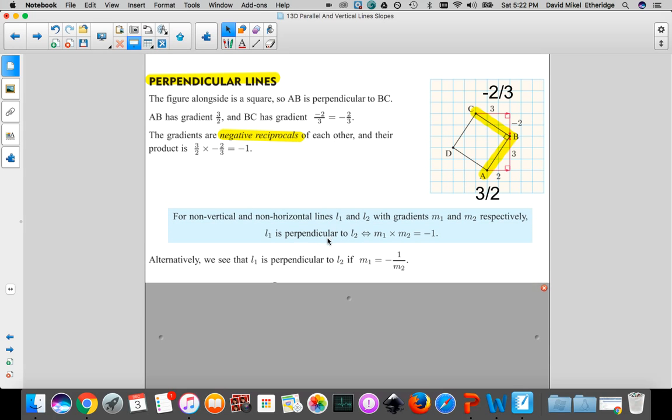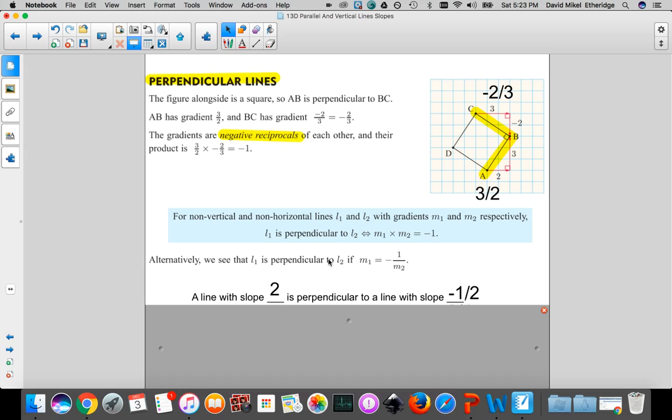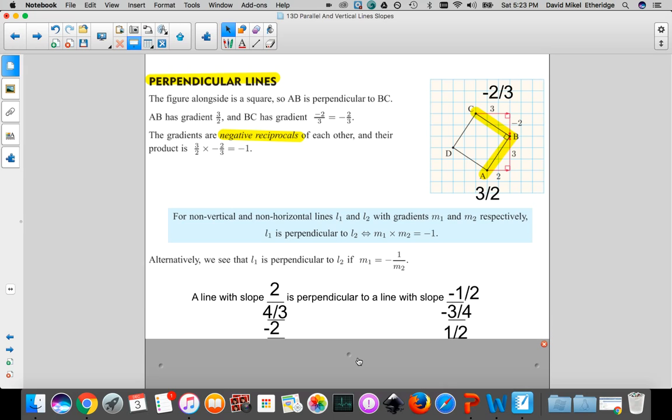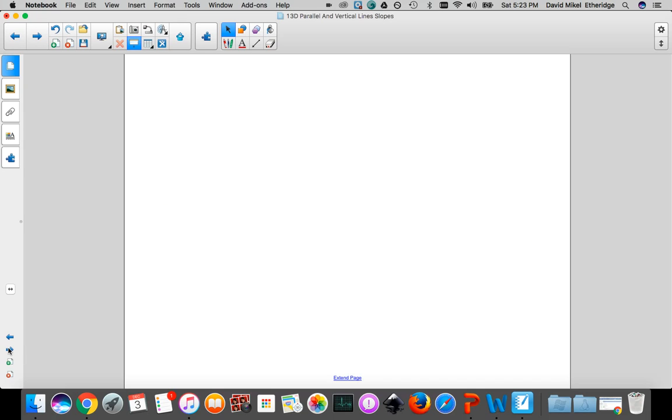And so let's do some examples. Let's say a line has slope 2. The perpendicular one, the opposite reciprocal, is -1/2. 4/3 perpendicular to it is -3/4. -2 perpendicular to it is 1/2. And those are some examples for you. Let's keep on keeping on.